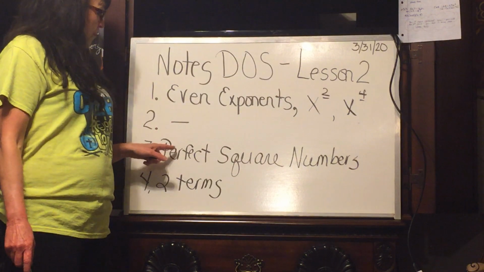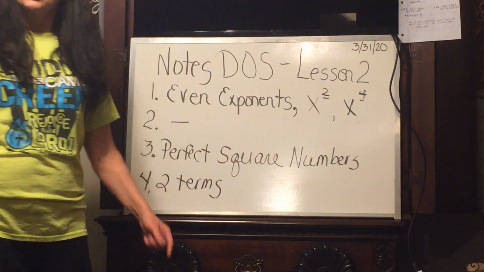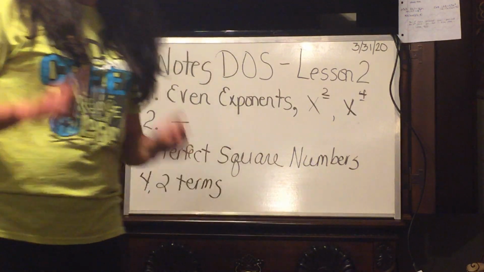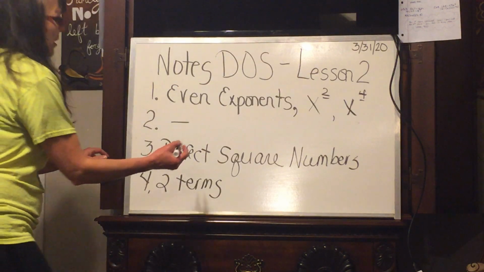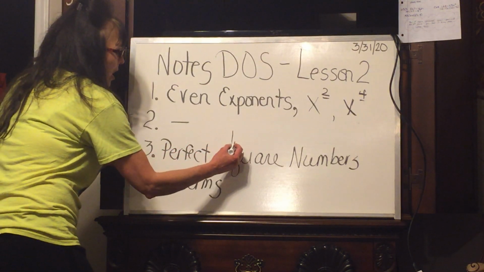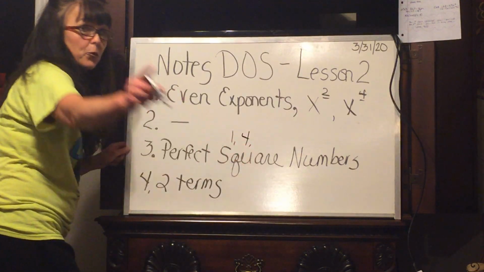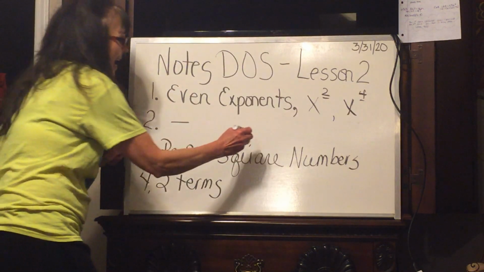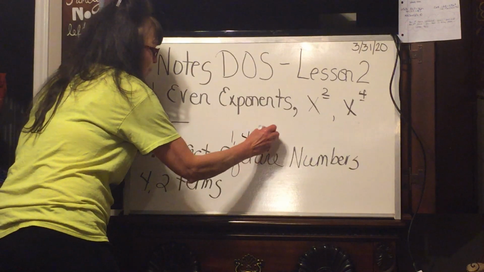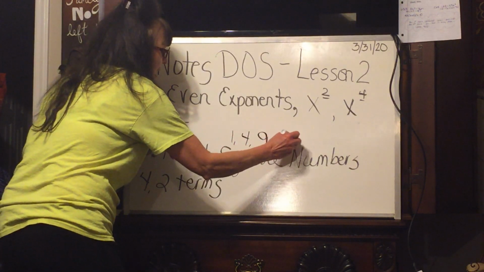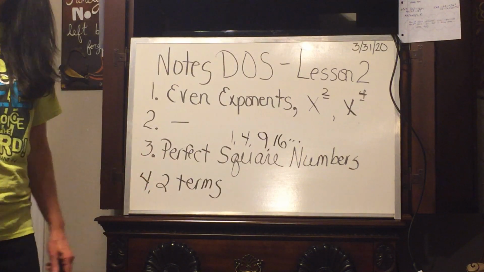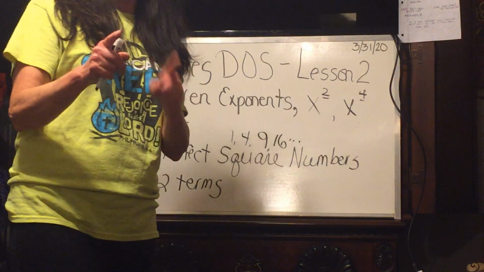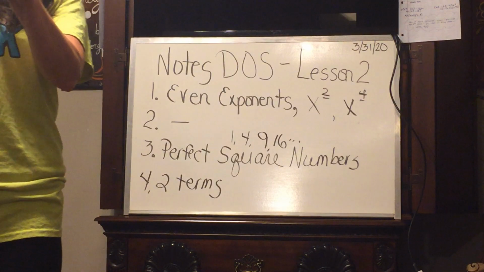Perfect square numbers. You know what perfect square numbers are: 1 times 1, 2 times 2 is 4. So I'll write you a little list right here: 1, 4, 3 times 3 is 9, 4 times 4 is 16, and it keeps going. Two terms. What do you call a problem that has 2 terms?